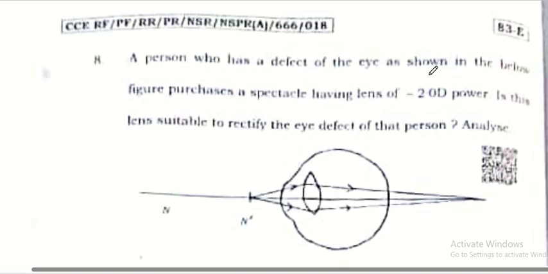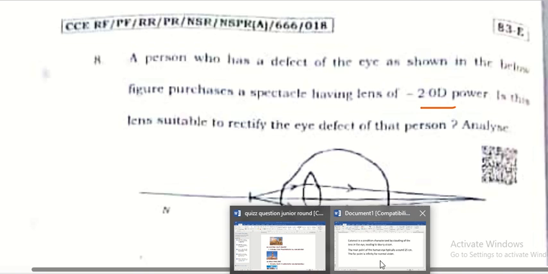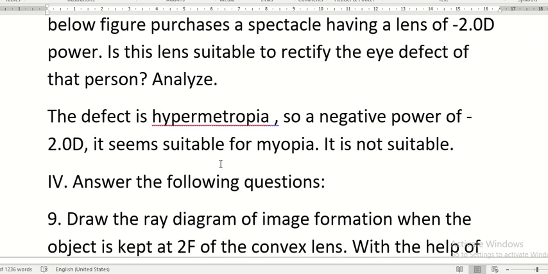A person who has a defect of the eye as shown in the below figure purchases a spectacle having a 2.0 D power lens. Is this suitable to rectify the eye defect? This is not suitable, because this is the defect of hypermetropia. So we will write the answer like this.